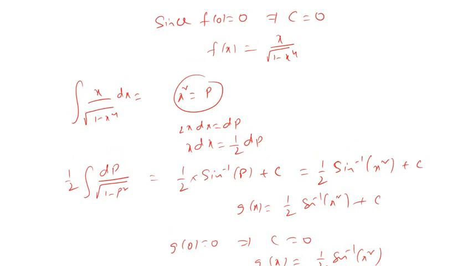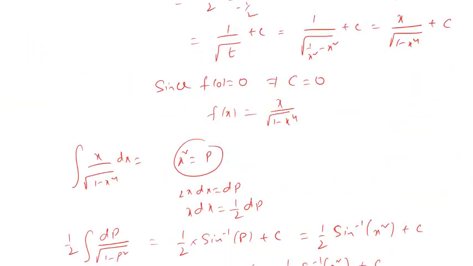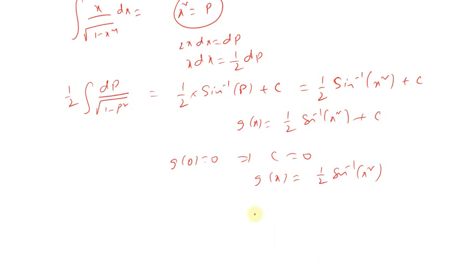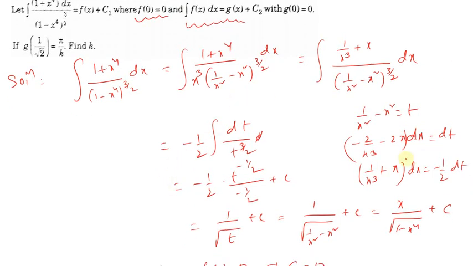Now, what you have to do? You have to calculate g of 1 by root 2 is equal to pi by k. So, g of 1 by root 2 is equal to 1 by 2 into sine inverse of 1 by 2. So, this is 1 by 2 into pi by 6, that is 30 degrees. You are getting pi by 12. So according to the given question, you have to find the k value. So your k value is nothing but 12.